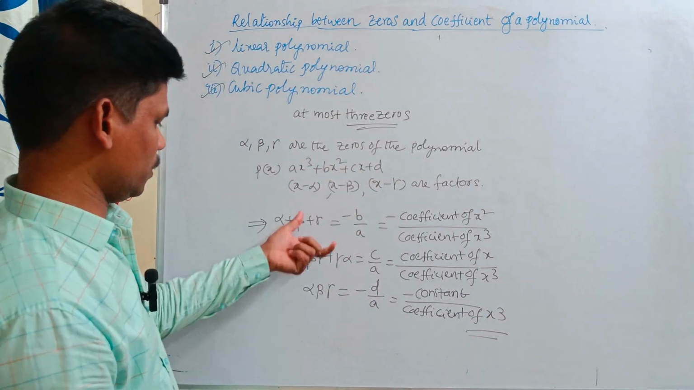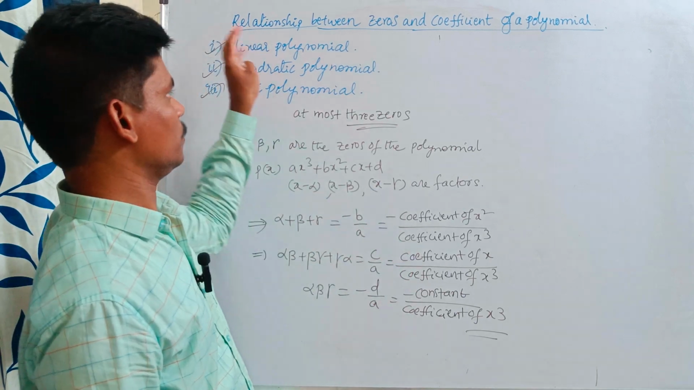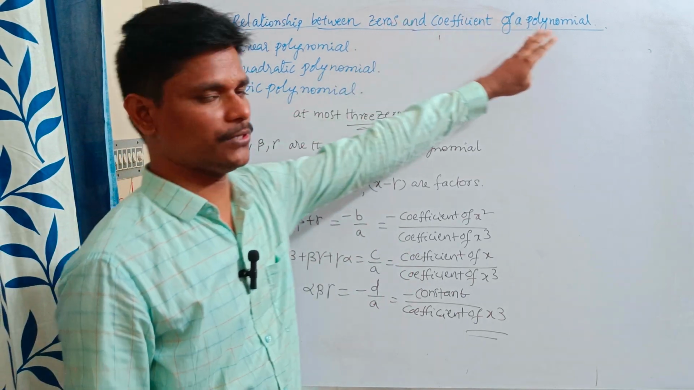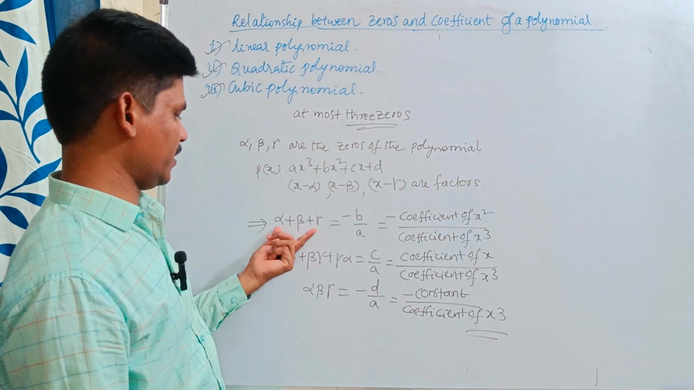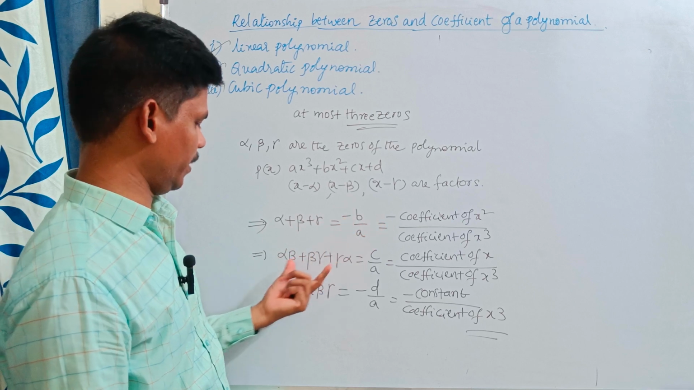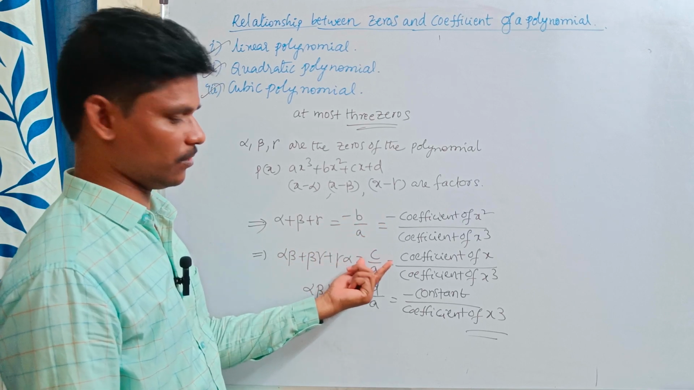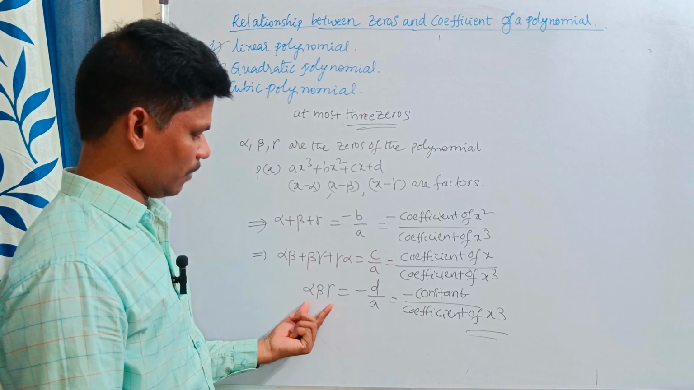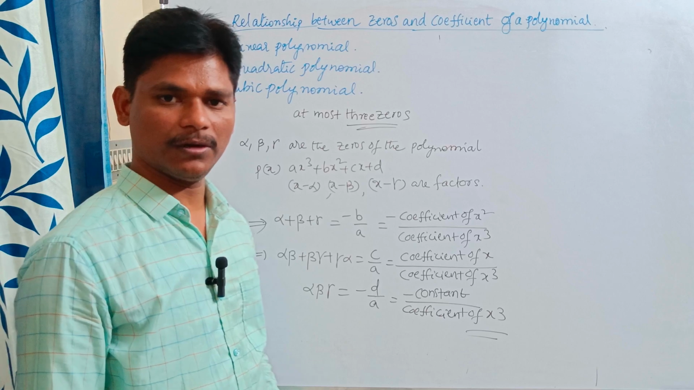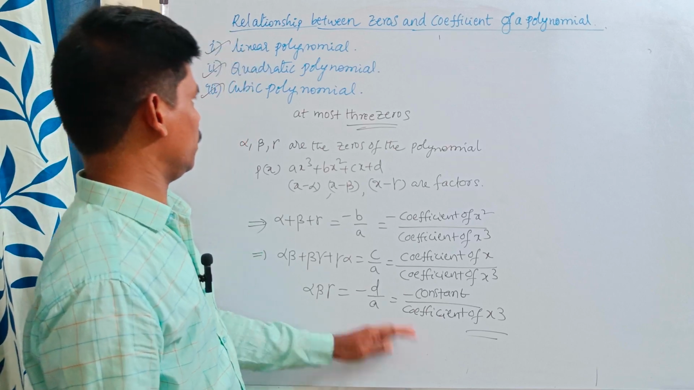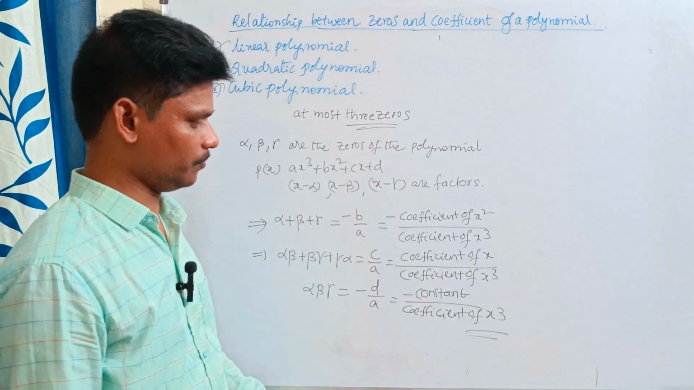So these three are the zeros and we compare them with the coefficients. The relation between zeros and coefficients of a cubic polynomial: alpha plus beta plus gamma is equal to minus b by a. Alpha beta plus beta gamma plus alpha gamma is equal to c by a. Alpha beta gamma is equal to minus d by a. So this is about the zeros and coefficients of a cubic polynomial.